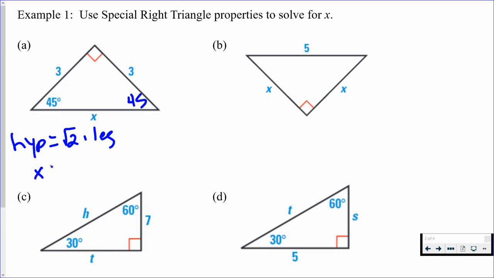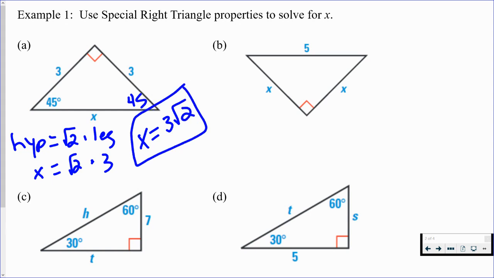So X equals square root of 2 times 3. Well, square root of 2 times 3 is simply 3 square roots of 2. And we're done. That's the hypotenuse. It's 3 square roots of 2.